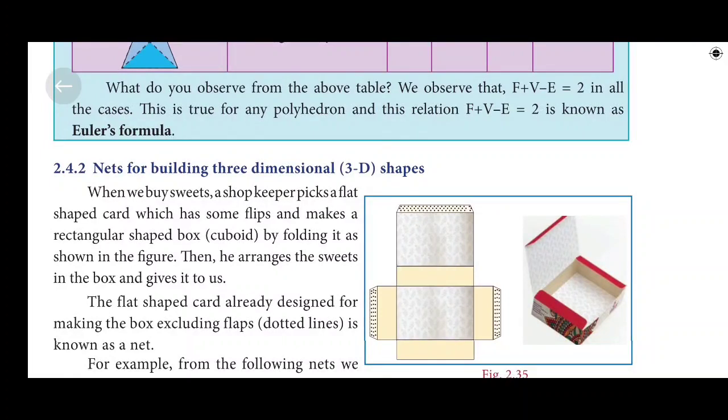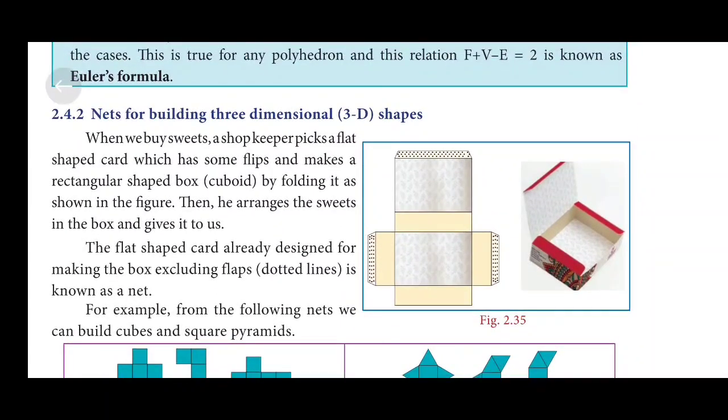Okay. What do you observe from the above table? You should go through Euler's formula. So you should find out who Euler is. Search in Google. In the next class I will ask a question. So, who is Euler?